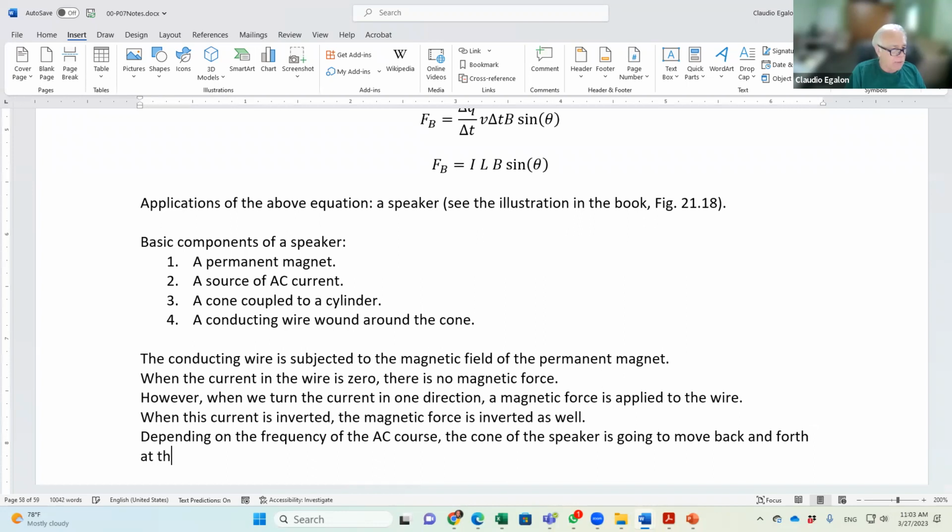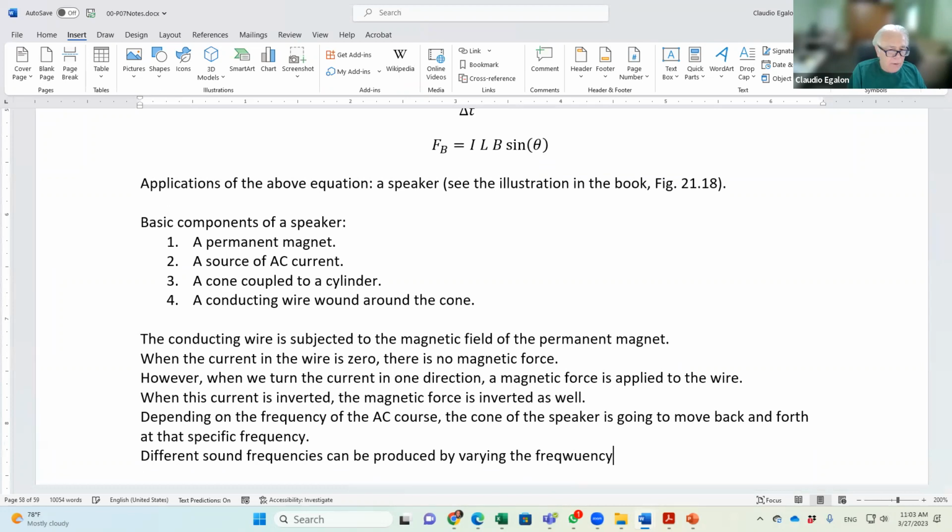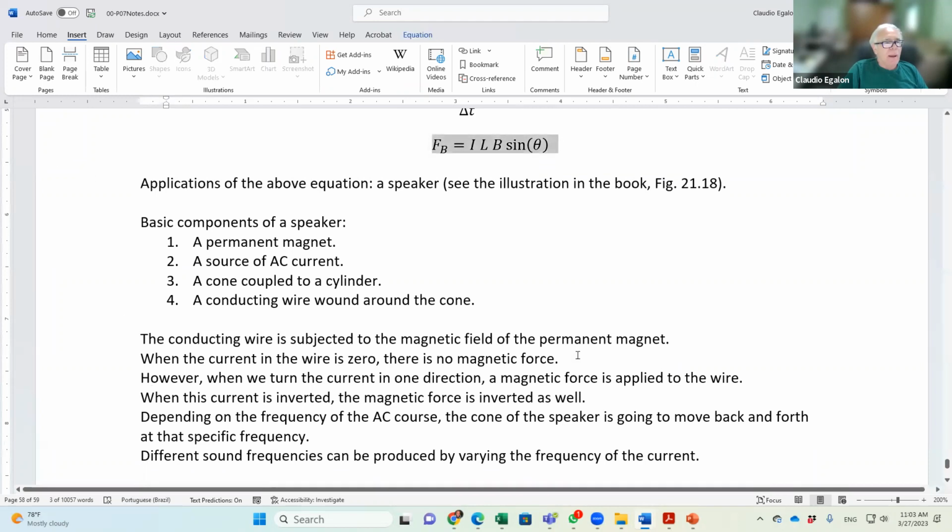At that specific frequency. That's what produces the sound waves. Different sound frequencies can be produced by varying the frequency of the current. Okay, so that's how we produce sound of different frequencies with this device, just using the magnetic force applied to a current carrying wire.